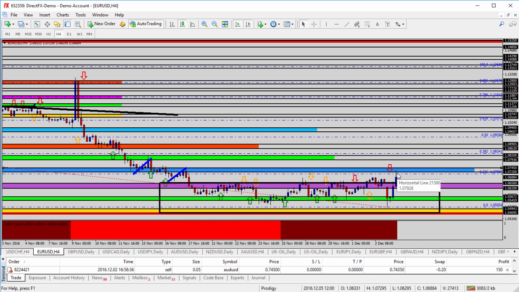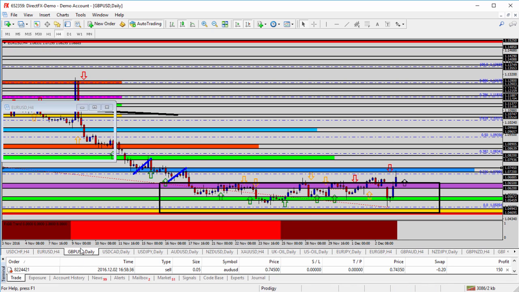I'm not sure of it. It could be a false breakout, so we want to be sure of that before we take a trade here on the euro dollar. Take it over here to the GBP.